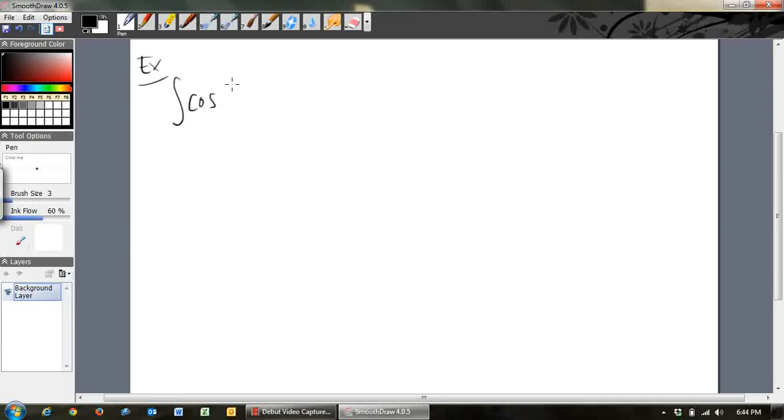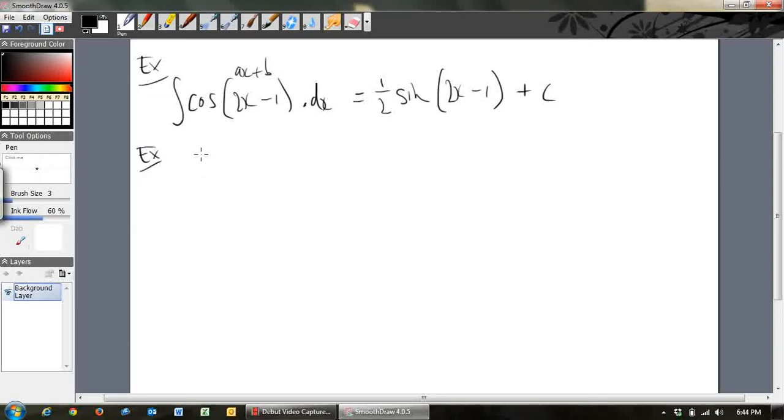If you're asked to figure out the integral of cos 2x minus 1 dx, if you look at your formula sheet, this is in the form cos of ax plus b. So cos goes to sine, you leave the inside as it is, and you divide by a, so it'll be half that plus c. It's easy, you just need to follow the rules.